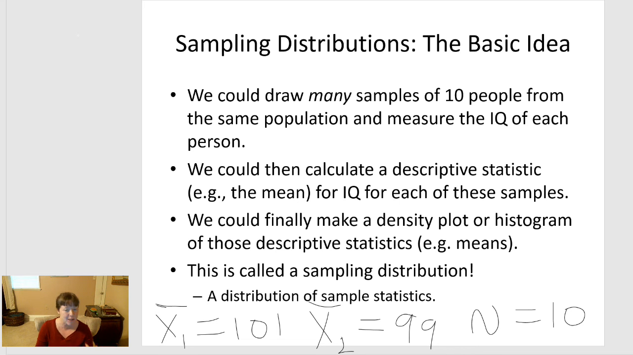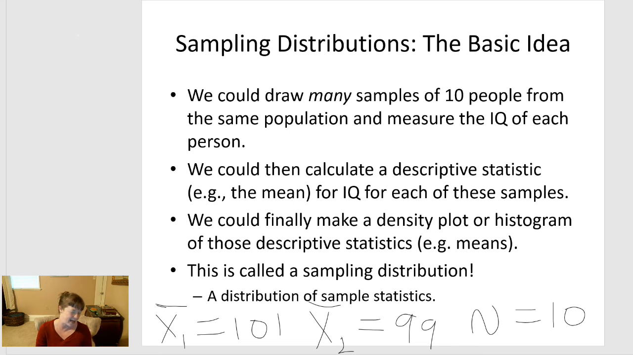And so it's called a sampling distribution because it's a distribution of sample statistics. In this case, I've been describing sample averages. And so that would be called a sampling distribution of the mean. You could do this for any descriptive statistic, right? You could get a sampling distribution of the median. You could get a sampling distribution of the variance. You could get a sampling distribution of the mode if you wanted. But we're going to stick close to what's called the sampling distribution of the mean, where you say, I'm going to grab an infinite number of samples where each sample has 10 people in it.